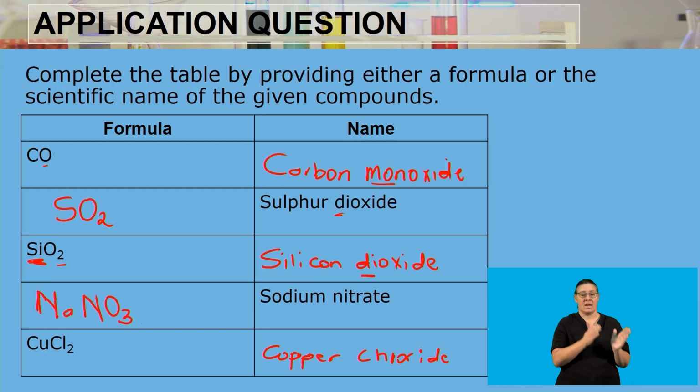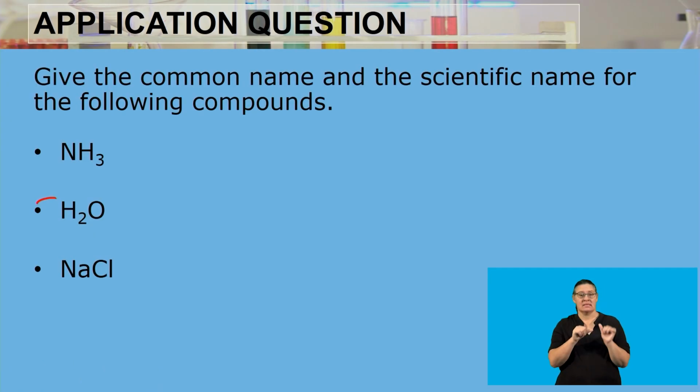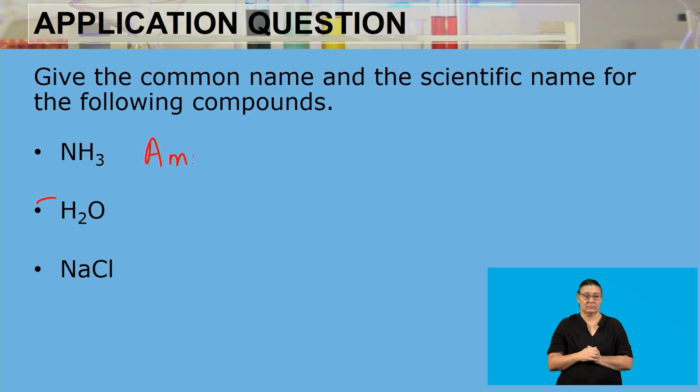Now, moving on to our next question, and see whether we can still answer them. Give the common name and the scientific name for the following compounds. We have NH3, we have H2O, and then the last one is NaCl. We know that NH3, when your parents are asking you to go buy something, they will not say go buy NH3. They will say go buy Handy Andy. And we know that it's ammonia. So this is going to be ammonia, which you know as your Handy Andy.